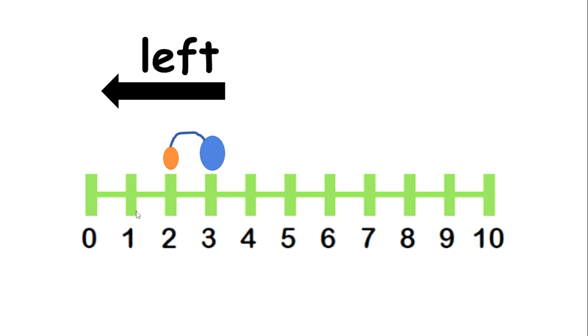Nice. So if you take away 1, we took away 1 from the 3, that means we end up with 2. Nice. So 2 is 1 less than 3 because we took away 1. We hop back 1 time.